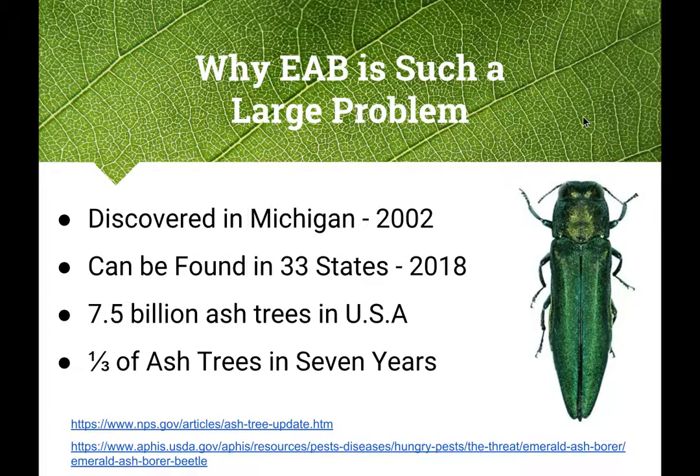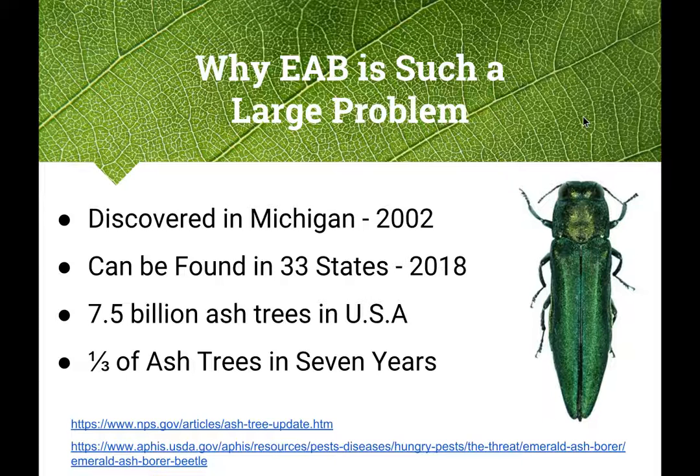Why is EAB such a large problem? Well, the emerald ash borer was first discovered in Michigan in 2002, and in the 16 years since, its discovery has spread to 33 states, covering most of the East Coast, the Midwest, and major portions of Canada. The emerald ash borer was able to spread very rapidly due to the immense amount of ash trees found in the U.S., which is roughly around 7.5 billion trees.